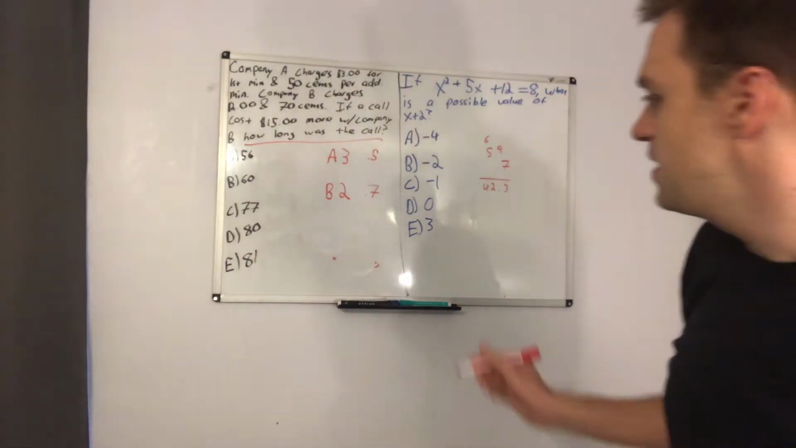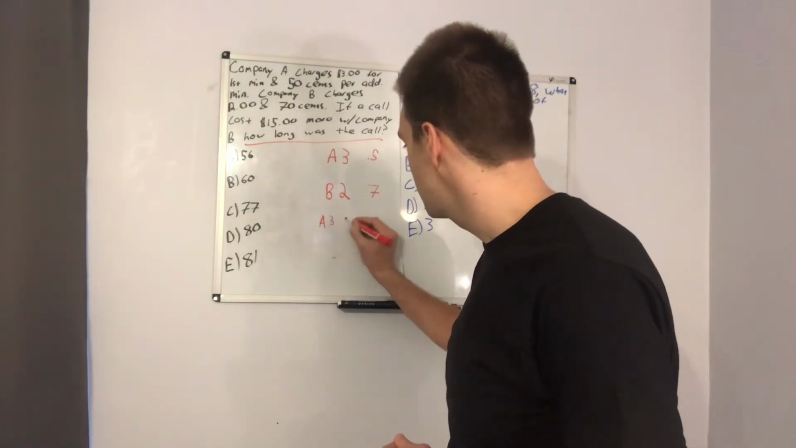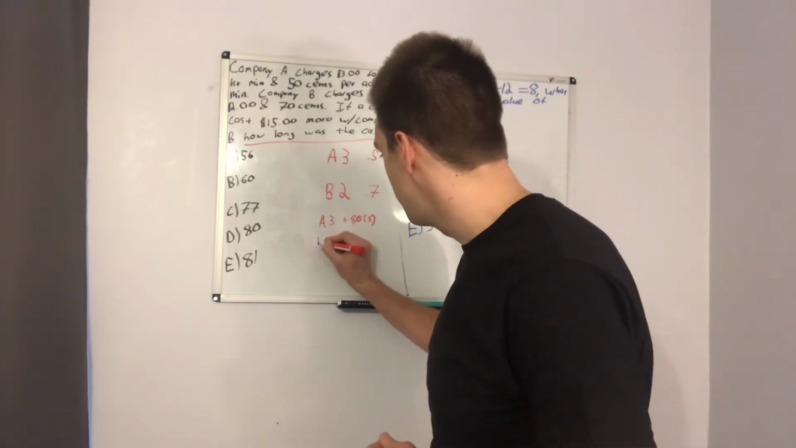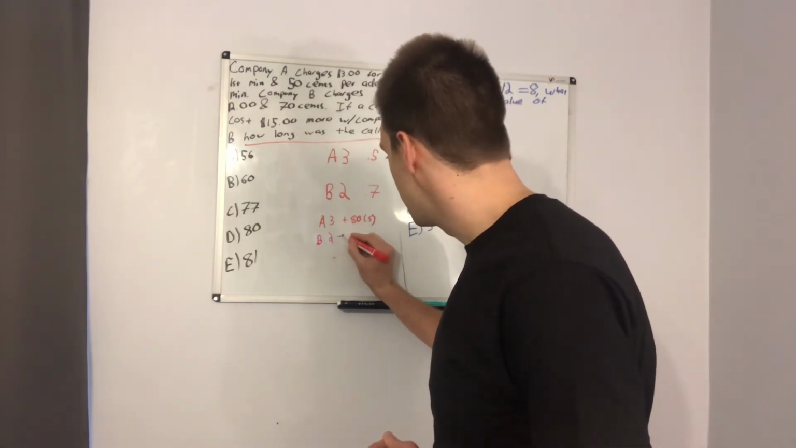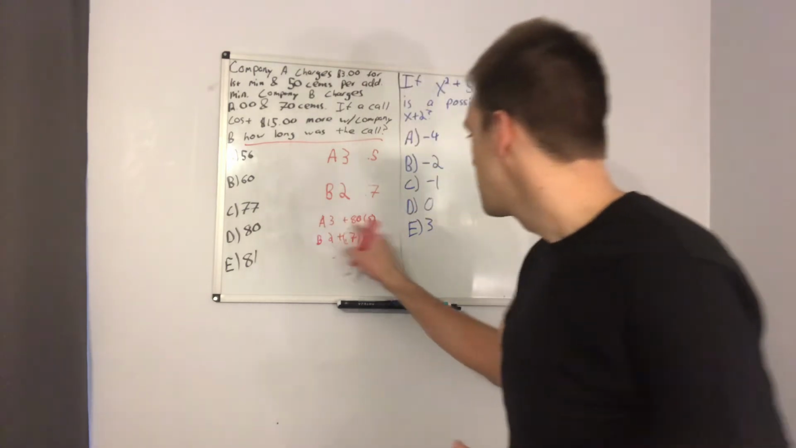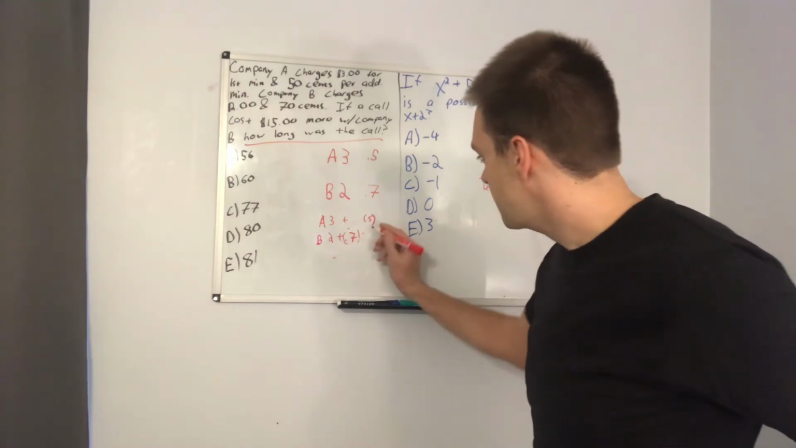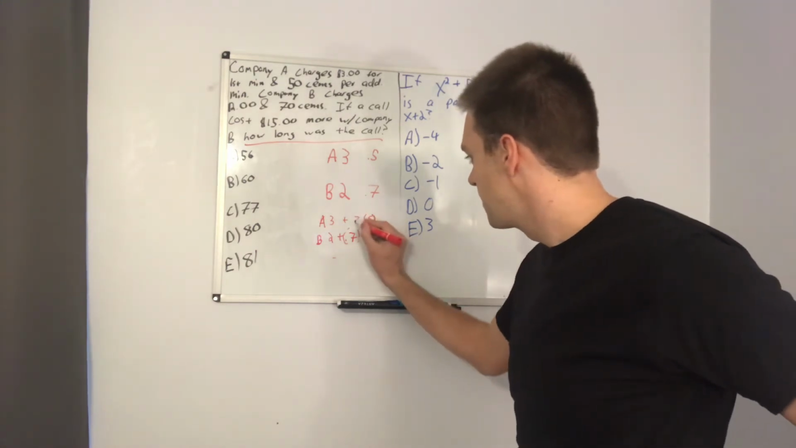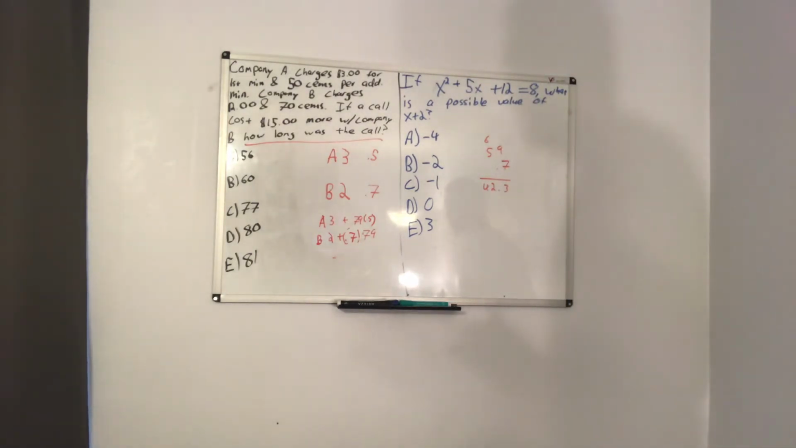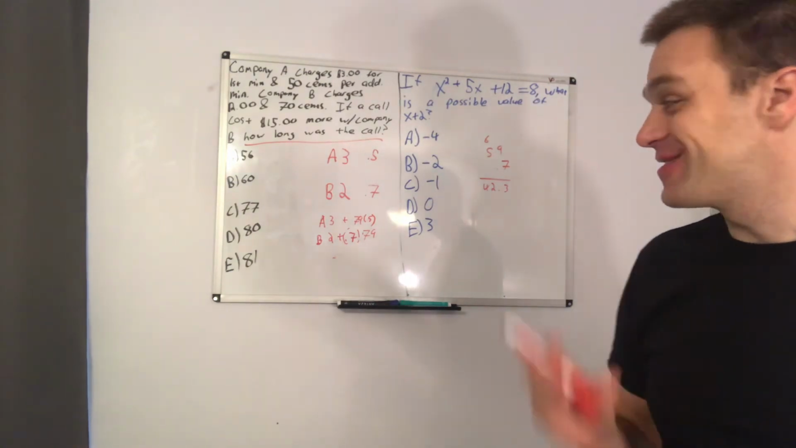So answer choice D is 80. So for A, we would have $3 plus 80 times 0.5. And for B, we'd have $2 plus 70 cents times 80. Oops, I made a mistake here. It should be 79, right? And if we use our calculator here, I'll spare you the time of having to do that. We will find that it is just short.